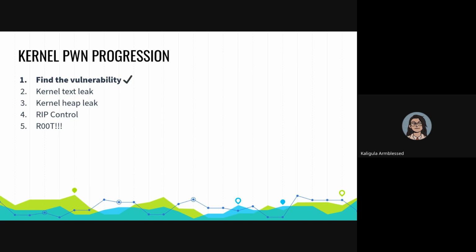Okay, so we have found the vulnerability. Now we need to develop a plan on exploiting this vulnerability. So the next step would be to get a kernel text leak, because ultimately we want to construct a ROP chain. And we know that there is KASLR. Because there is KASLR, we need to have a text leak so we can calculate offsets.